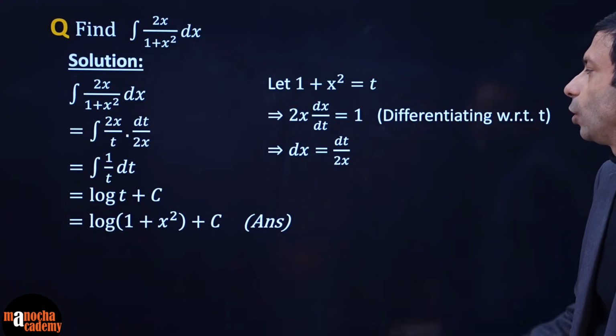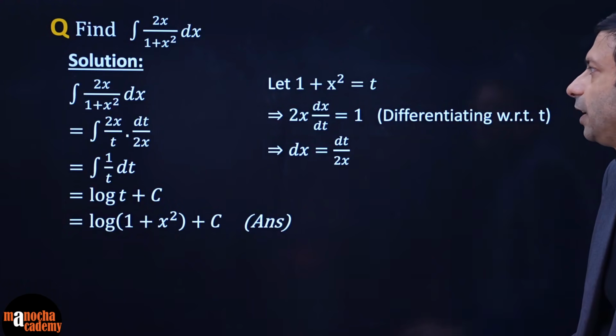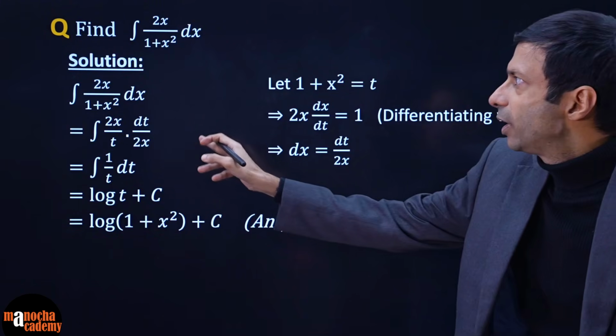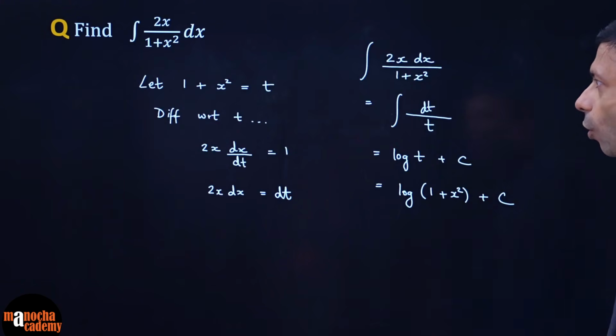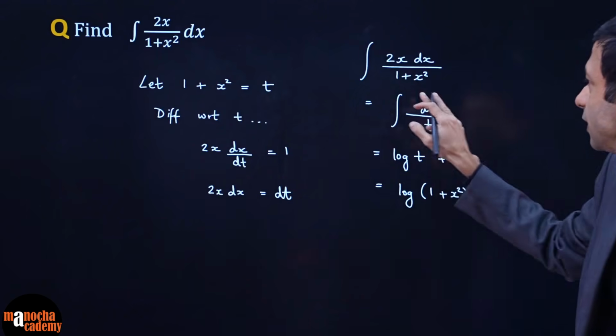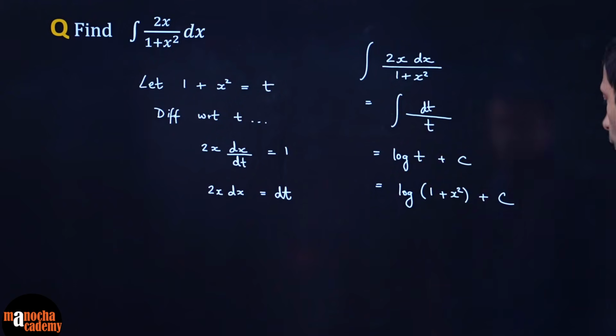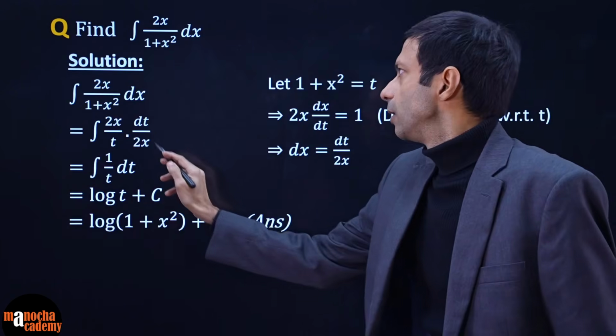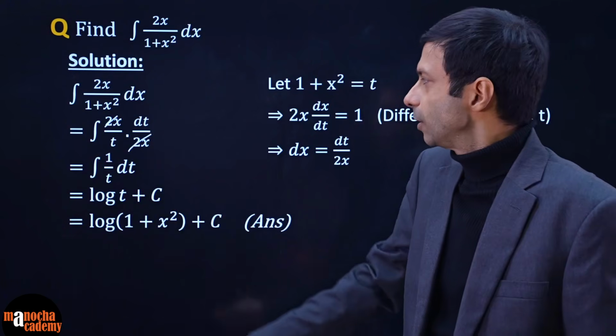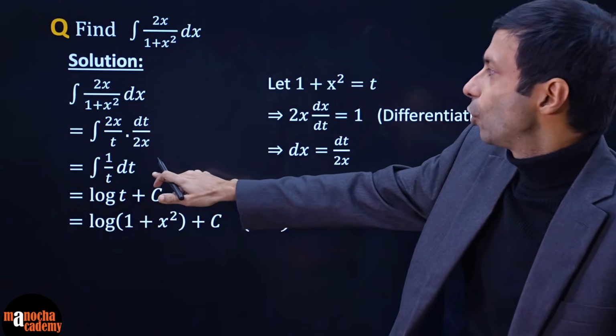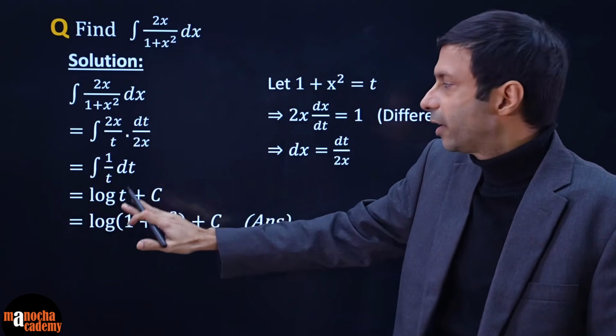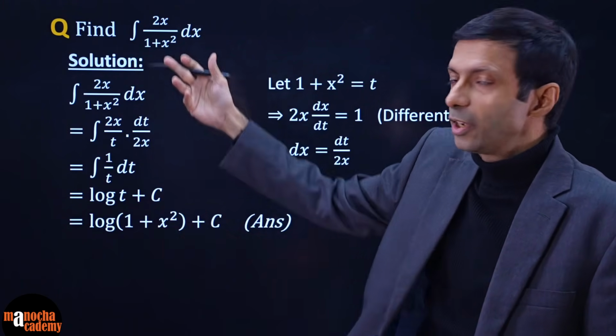Everybody got it? So see, on differentiation, this is what you got. dx is dt by 2x. So you can substitute there and the 2x will get cancelled. Or you can notice that 2x dx is equal to dt. Whichever way you do, you'll get the same answer, because here you can see the 2x terms got cancelled. So integration of 1 by t dt, same variable, great, perfect. Now you substitute it back and done.